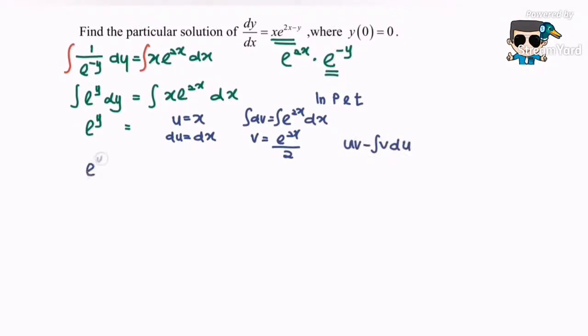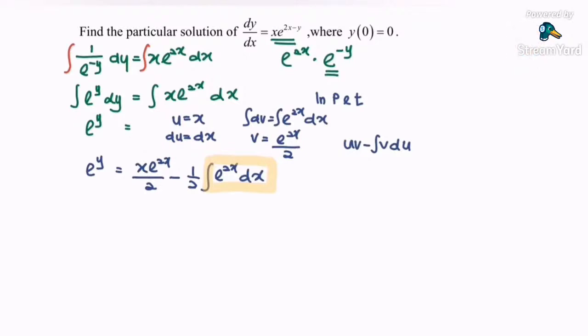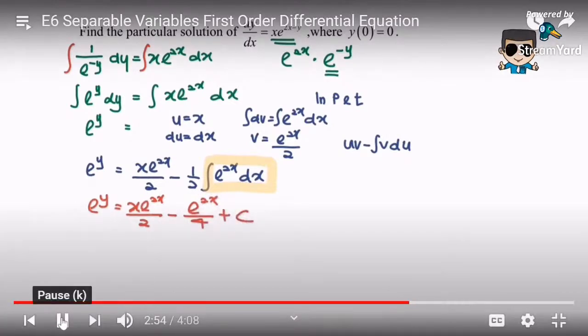So, e^y will be equal to x e^(x/2) minus 1/2 integrate e^(x/2) dx. Kindly focus on this part. By using the direct method, we obtain e^y equals x e^(x/2) minus e^(x/2)/4 plus c. Sampai sini okey? Boleh? Boleh ya?